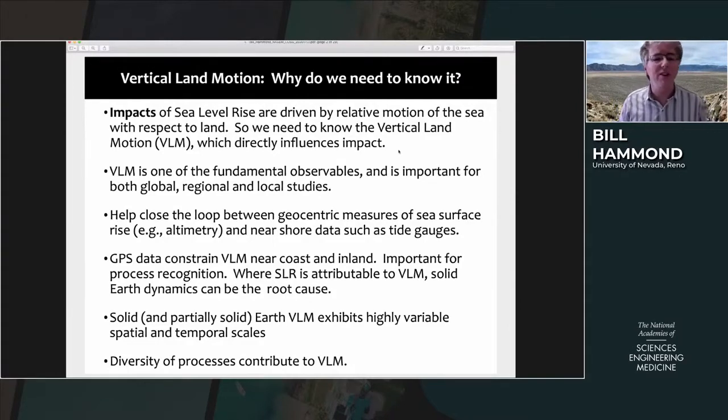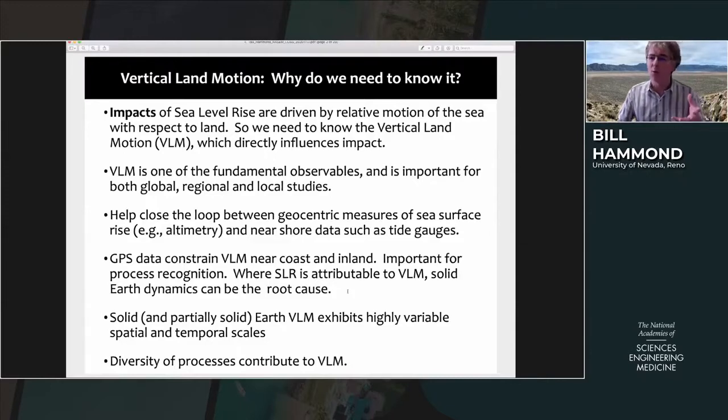So we need to know what the land is doing in order to get a full assessment of the impact of sea level rise. It's one of the fundamental observables, and it's important for studies on all scales, from local to regional to global. It also helps close the loop between other kinds of data which constrain sea level. For example, geocentric measurements of the rise of the sea surface, and connecting that to the shoreline where tide gauges collect data. Vertical land motion is essential for closing that loop.